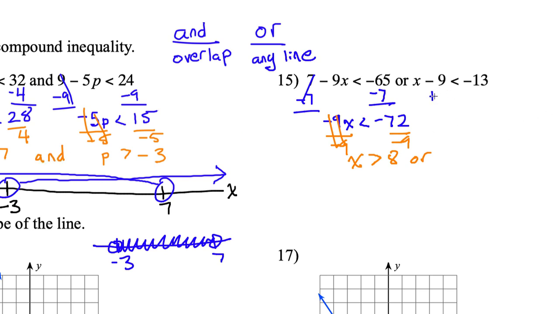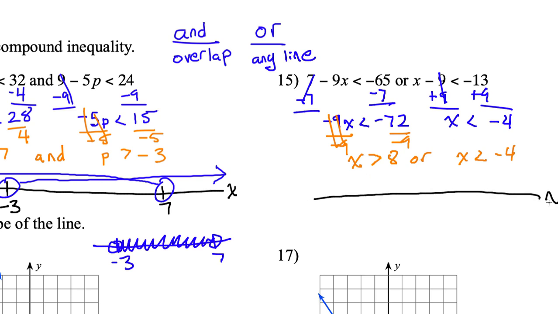So I'm going to just add 9 to both sides, and that cancels out the 9. I now have x is less than -4. So technically, I could just copy that down. X is less than -4, so it's all in yellow. I need to now graph these two statements on a number line. When I do that, here's my number line, label it X.